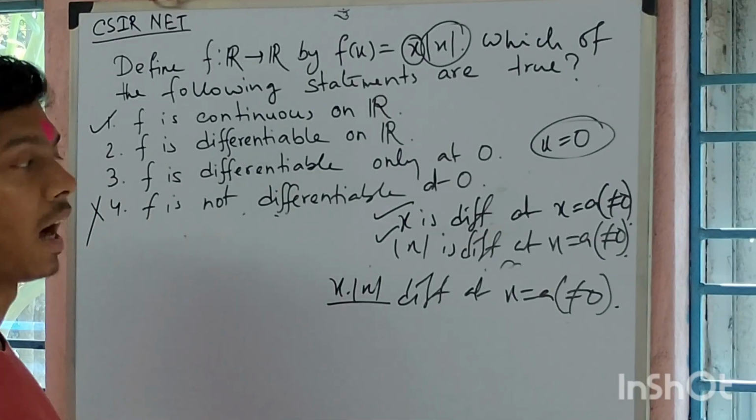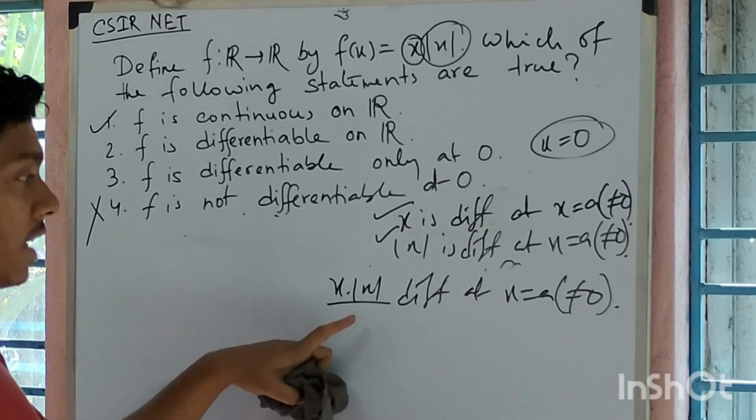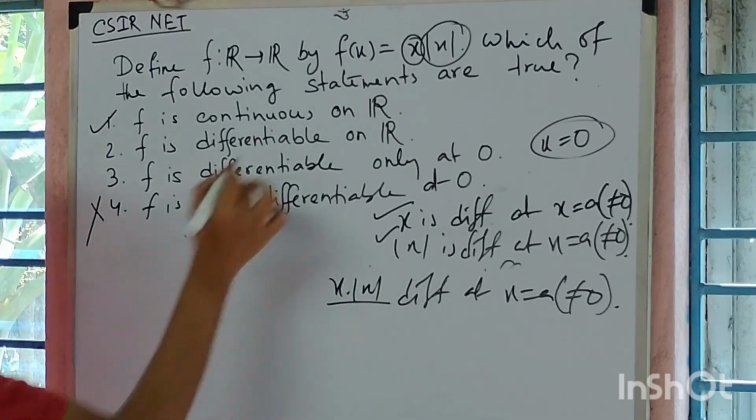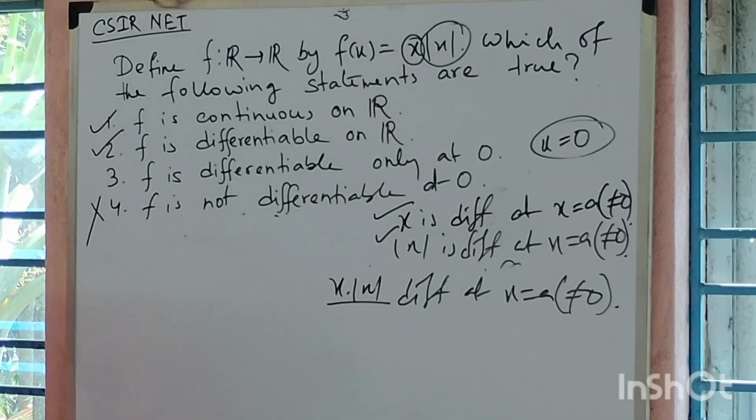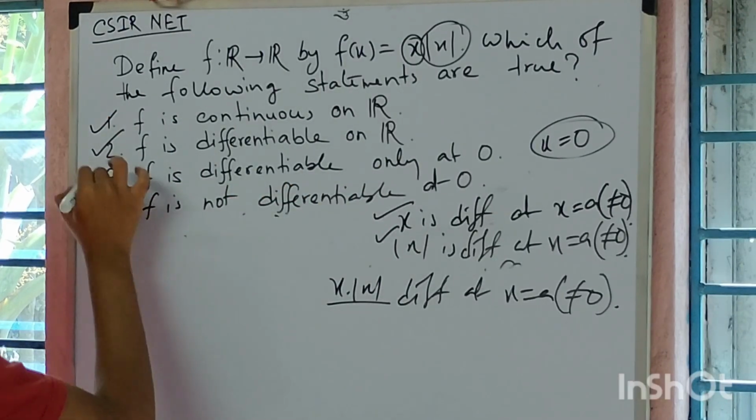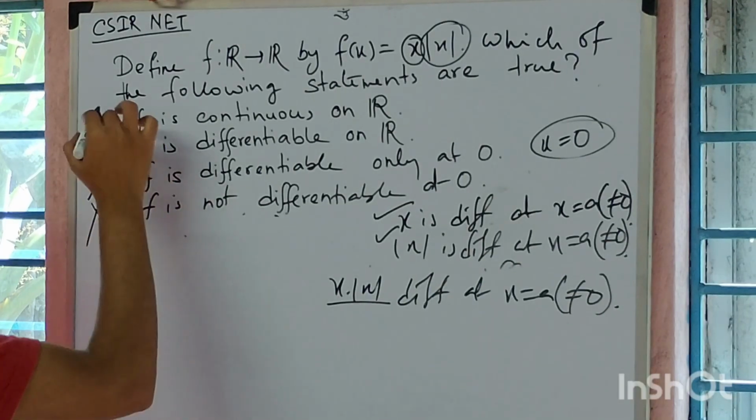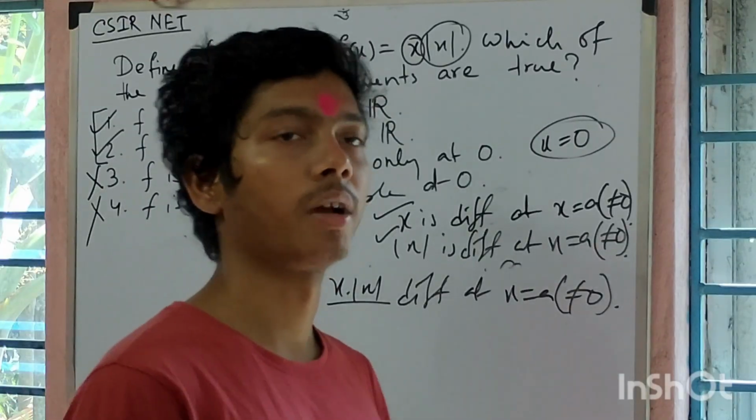That's why this product is differentiable all over R. I have already proved that it is differentiable at x = 0, and I am showing that it is also differentiable when x is not equal to 0. That's why this function is differentiable all over R. So it is differentiable on R. The statement that it is differentiable only at 0 is wrong. So option 1 and 2, these two are correct. Fine.